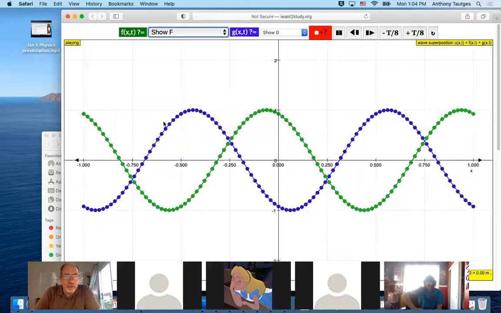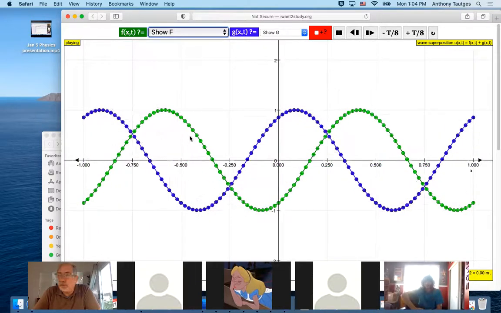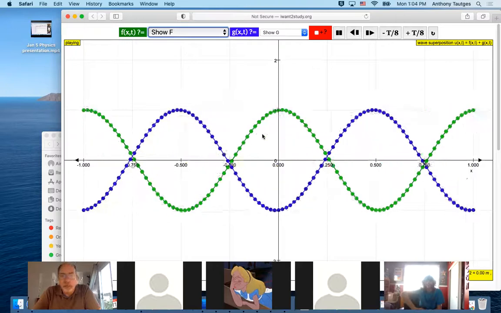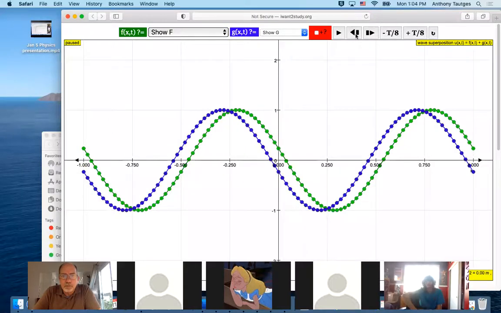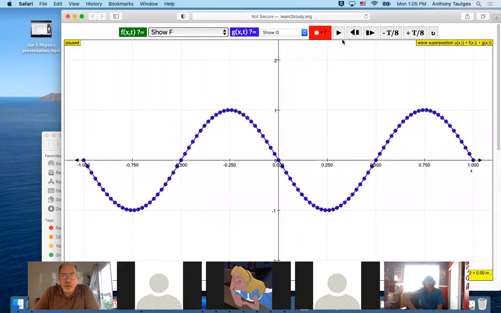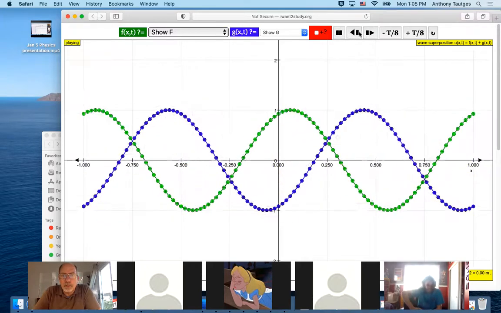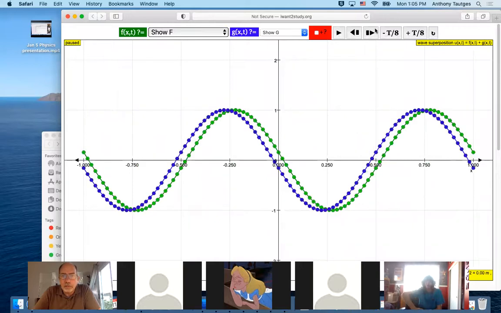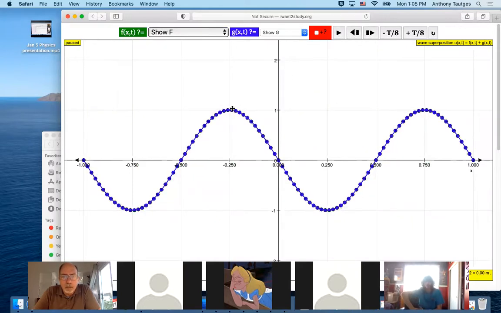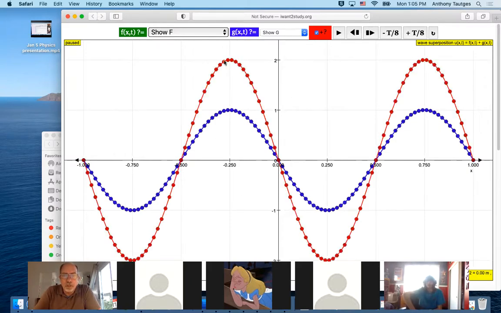So I have the blue wave traveling to the left and the green wave traveling to the right. And these two waves are going to interfere. Sometimes the crest of one will match up to the crest of the other, like now. And a crest will add to give a double crest. The trough and the trough will add to give a double trough. And so their superposition would look like this in red.